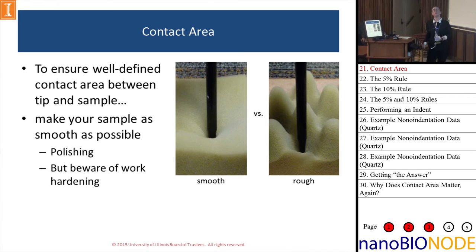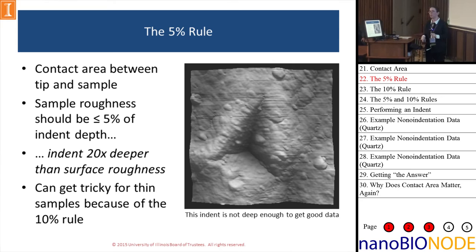This leads into one of the two rules of thumb of nano indentation I'm going to focus on. This is the 5% rule. And 5% is the same as 1/20th, and to me it makes more sense to think of it the other way. So I'll talk about it in terms of 20 times instead of 5%. You want your indents to be 20 times deeper than your surface roughness. This is not deep enough. The reason is because if you've got a little surface roughness and you go in 20 times deeper than that, then the surface roughness comparatively doesn't matter very much.